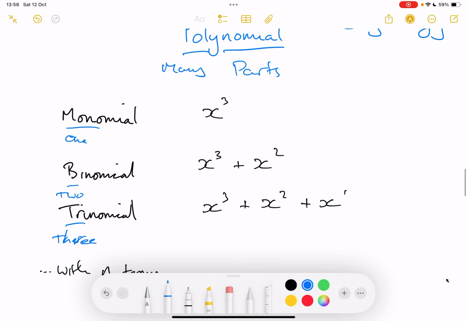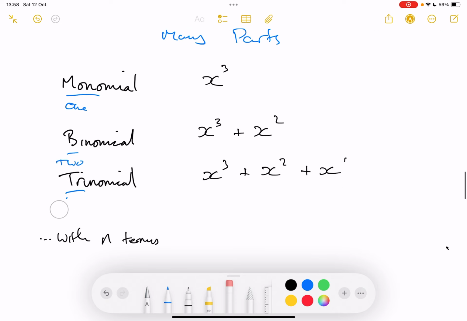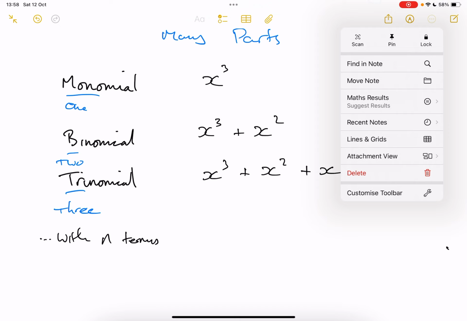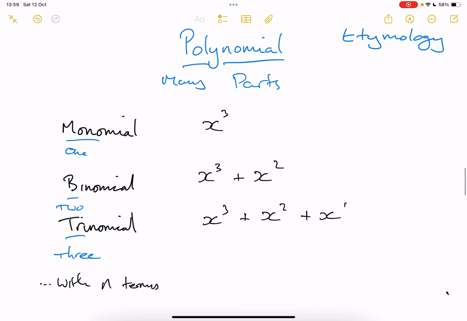So suddenly these more complicated sounding words are actually pretty straightforward once you translate them into modern English. Just one part, two parts, three parts. And when you get beyond three parts, we just call it a polynomial with four terms, with five terms, etc.